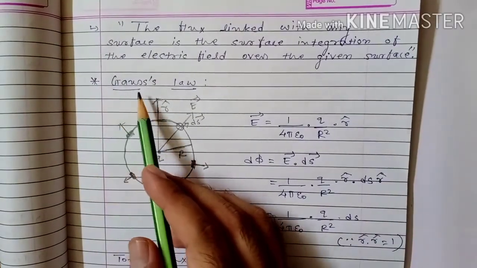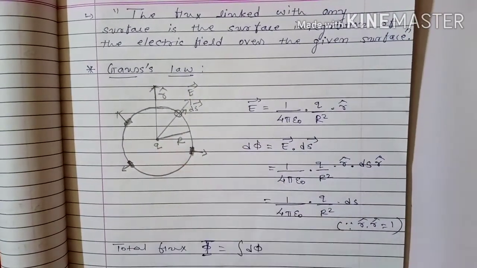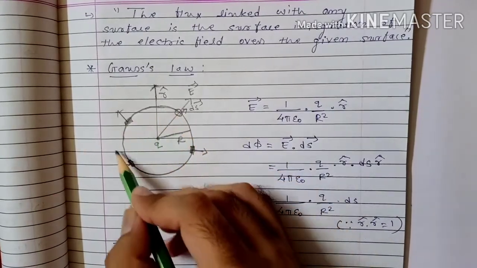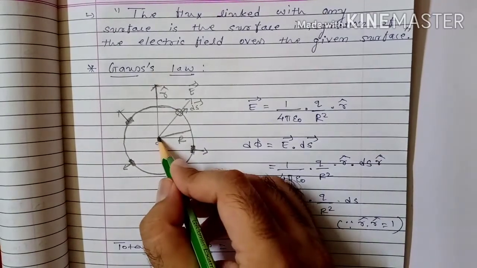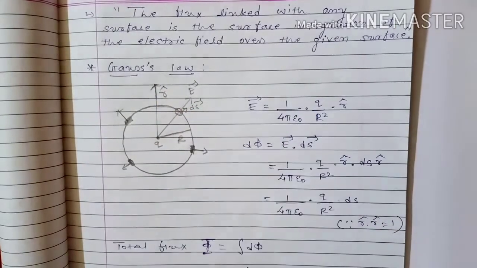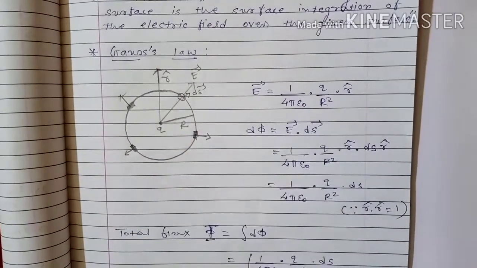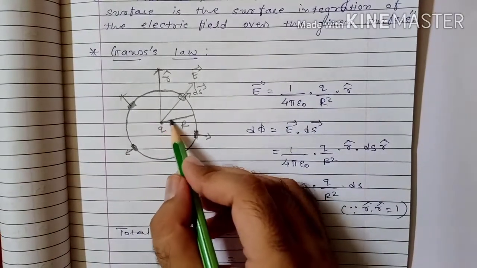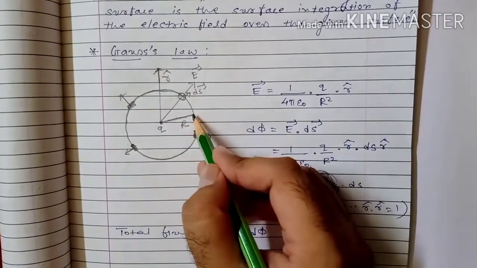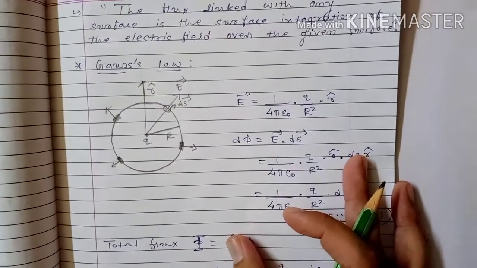Next topic, that is Gauss's law. Here let me consider one point charge. This is a point charge, and here I have considered one spherical surface. Due to this point charge, electric field is radially outward, and we know that electric field due to a point charge is spherically symmetric. It means here I have considered a sphere of radius capital R. Therefore, at each and every point of the sphere, the value of electric field will be the same, because we know the formula of electric field due to a point charge.